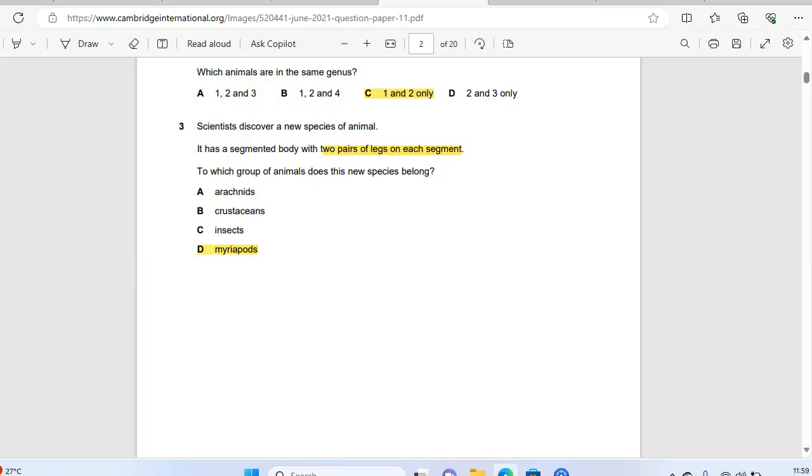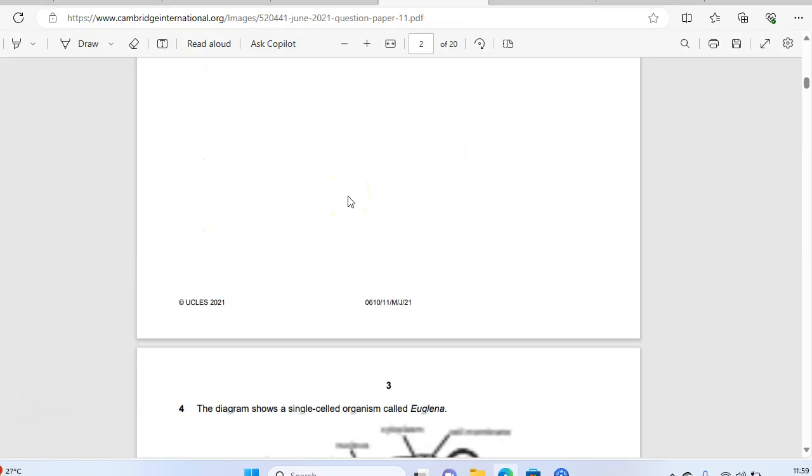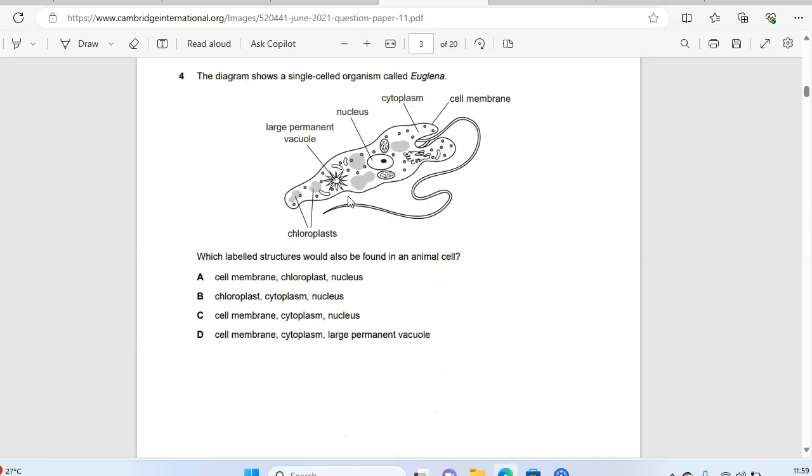Alright, so now moving towards our question number 4. The diagram shows a single-celled organism called Euglena. Which labeled structure would also be found in an animal cell? Cell membrane, cytoplasm, large permanent vacuole. No, no, no, it can't be that.